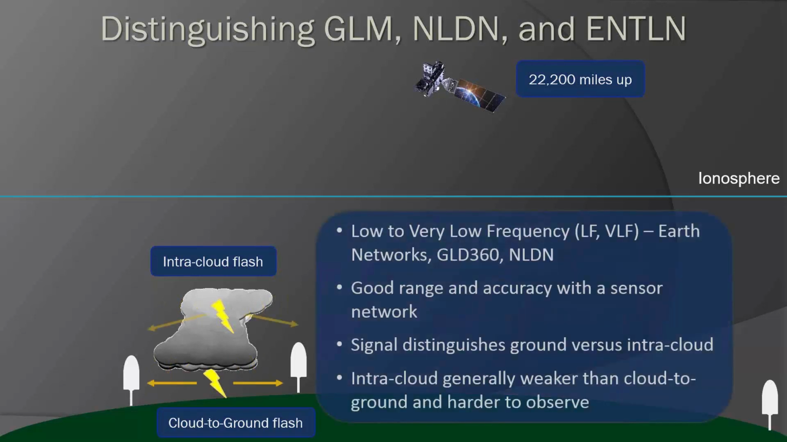So for things like Earth Networks, where they need more range, they have to look at different ways to look at the lightning. Another way is low to very low frequency. Again, this is seen in Earth Networks, the Vaisala GLD360, and the National Lightning Detection Network. The advantage is that you have good range and good accuracy with a well-placed sensor network. As long as you don't have your sensors clustered in one little location or too far apart, you can do a very good job detecting particularly cloud-to-ground lightning, although you do have some capability to distinguish between ground versus intracloud flashes. Typically, though, intracloud is going to be weaker than cloud-to-ground, and it's going to be more difficult to detect and may not always be detected.